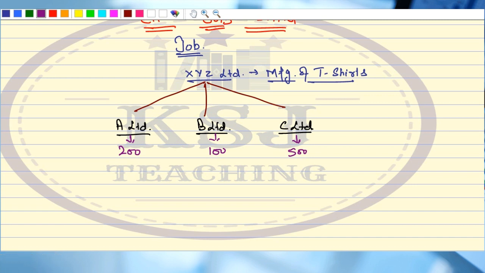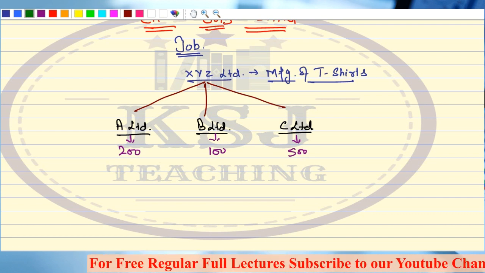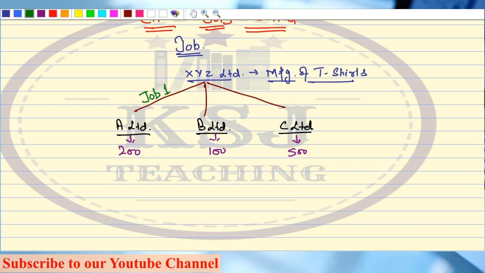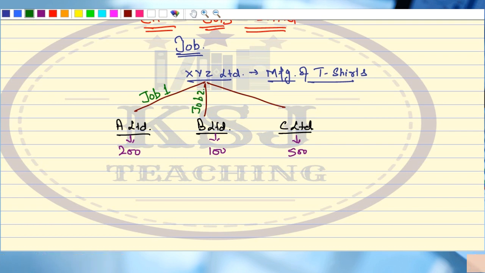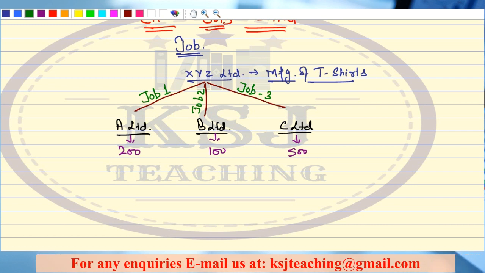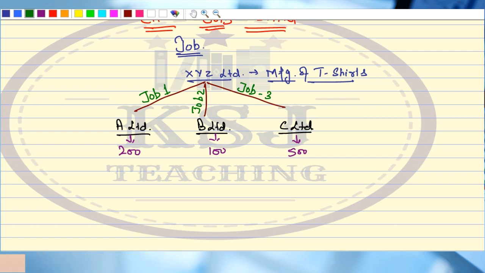So these orders are particularly the jobs for XYZ Limited. This is job number one, where XYZ Limited will produce t-shirts for A Limited. Job number two is where XYZ Limited will produce t-shirts for B Limited, and job number three is where XYZ Limited will produce t-shirts for C Limited. So basically, jobs are the specific orders from customers.